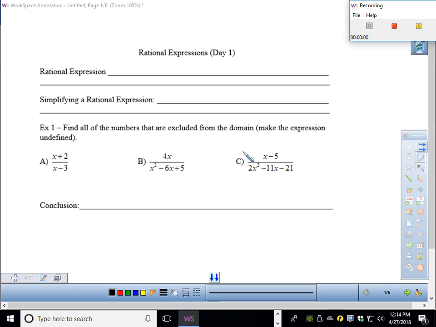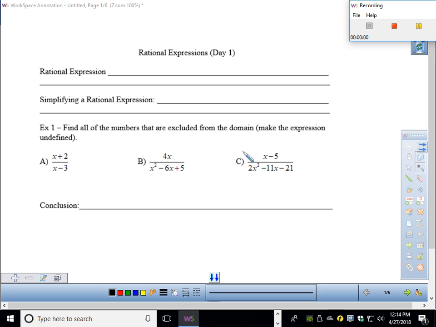Welcome. Today's lesson is entitled Rational Expressions Day 1. This is very much a skills-based lesson, so we'll be talking a lot about the do's and don'ts with manipulating and performing operations on rational expressions. So let's dive right in.